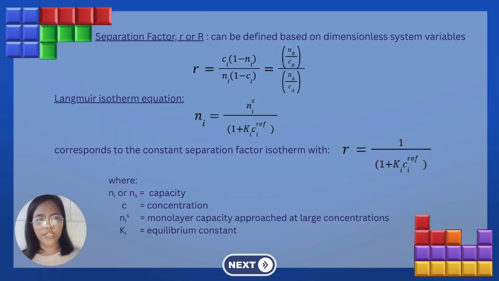Equations for the separation factor and Langmuir isotherm equations are shown in this slide. Note that N sub I or N sub S are the capacity, C is the concentration, N raised to S sub I is the monolayer capacity approach at large concentrations, and K sub I is an equilibrium constant.